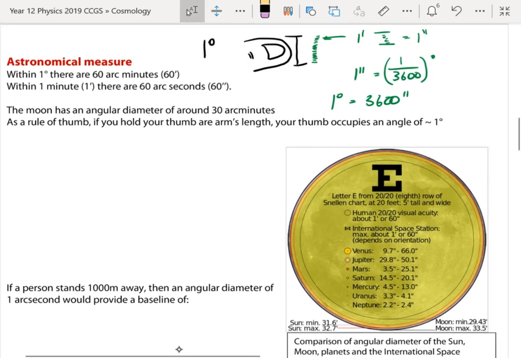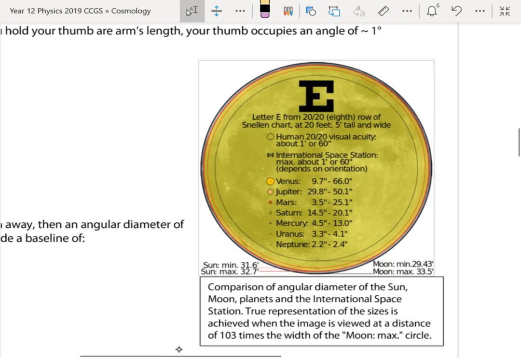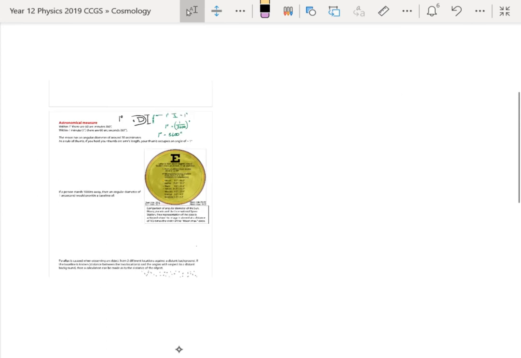Now, another example. Here's a poster of comparisons of angular size. Now, as we said, the moon does fluctuate. It's around about 30 arc minutes, or half of a degree. Again, when it's near the horizon, there's a bit of a visual distortion and it appears larger. But this chart will work when the distance that you view it from is 103 times the diameter. So can everyone stand at the back of the classroom, please?